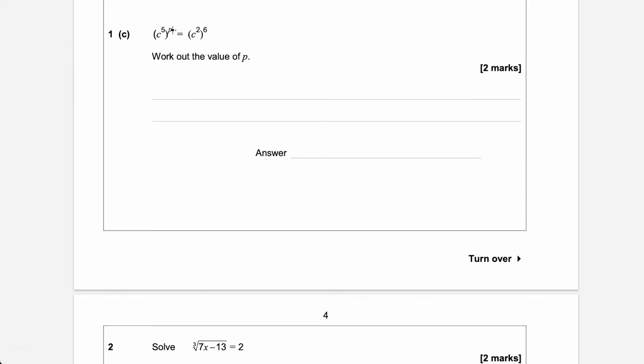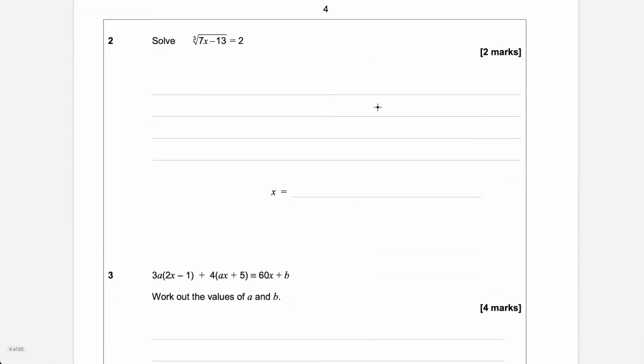c to the 5 to the power of p equals c squared to the power of 6. So 2 marks, guys. I will do some working here. This is c to the 5p. We multiply the powers. When you do a power to another power, you multiply the powers. That equals c to the power of, multiply these powers, 2 times 6 is 12. So I have 5p equals 12. If c to the power of this equals c to the power of that, then the powers must be equal. So 5p equals 12, and then p is equal to 12 over 5. You can put your answer there if you want, but that's the answer. You can write 2.4, guys, if you want to, but again, 12 over 5 is perfectly fine.